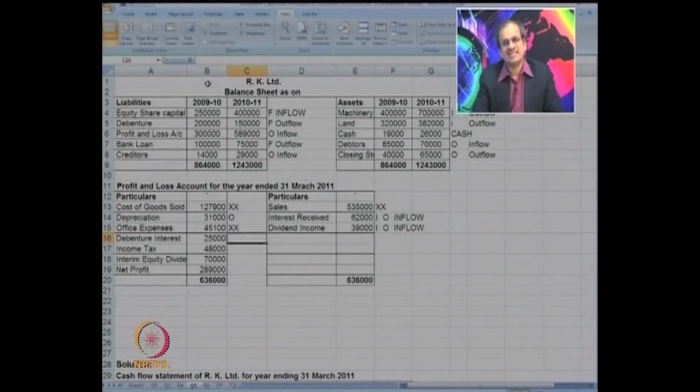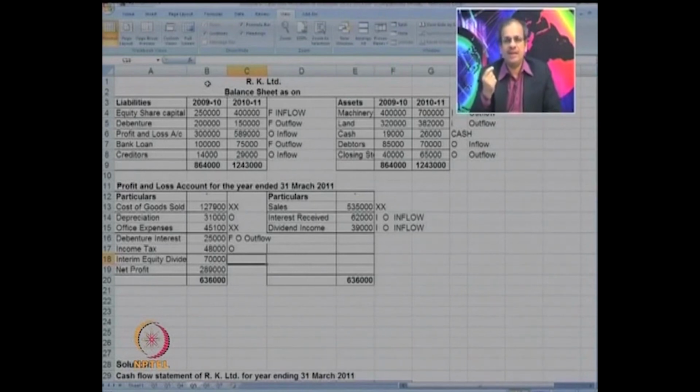Debenture interest, shall I record it? Yes, because when we raise money by way of debentures, we have to pay them interest. So, it represents a financing item. It will have some impact on O also, and it represents an outflow. That is why I have marked it as FO, outflow. Income tax, shall it be considered? Yes, it is an operating item. So, initially it will be added and again it will be shown as an outflow.